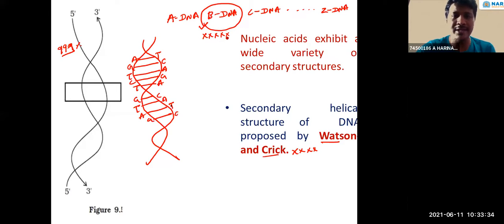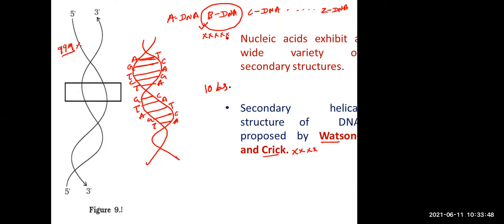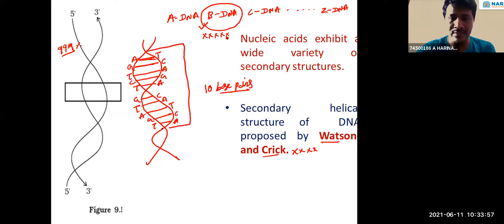Guanines. Randomly I am writing 3, 4, 5. How many total base pairs are present here? This is one base pair, this is one base pair. How many total are present here? 10 base pairs, right? This is one pitch, one turn. In three dimensions it is clearly visible. This is one complete turn.